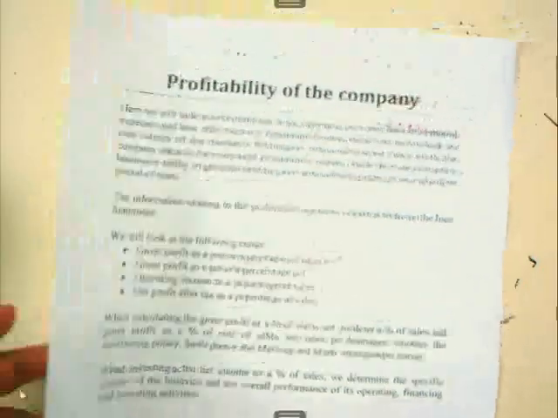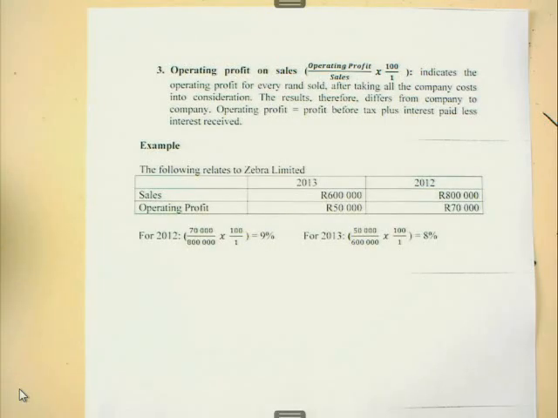We are moving on to the other ratio, operating profit on sales. This ratio indicates the operating profit for every rand sold after taking all the company costs into consideration. The result, therefore, differs from company to company.